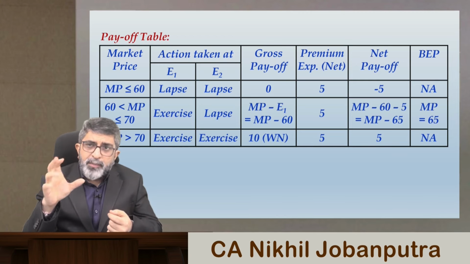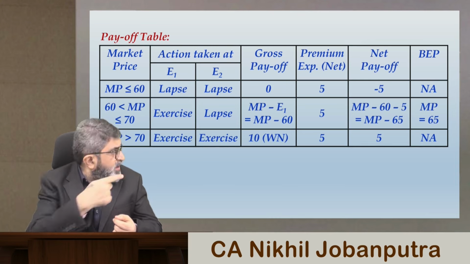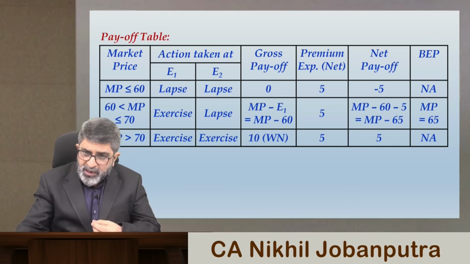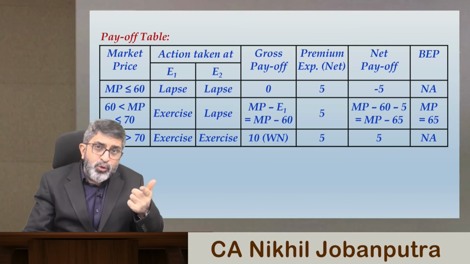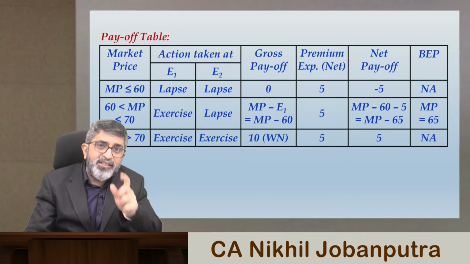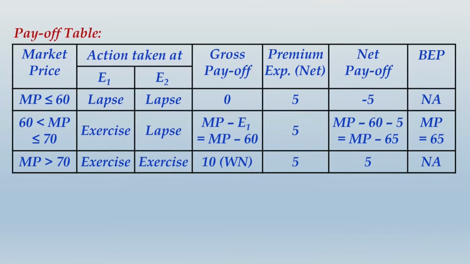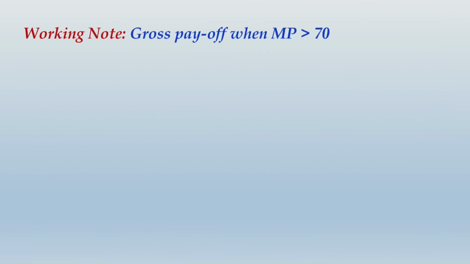One is the payoff graph and the working of how we got that rupees 10 over there. In fact, that I have explained to you logically, but in examination, how would you present the answer for that calculation? Let me show that as well. So let us first write up that working itself. You may write the heading as working note for gross payoff when market price is greater than 70.